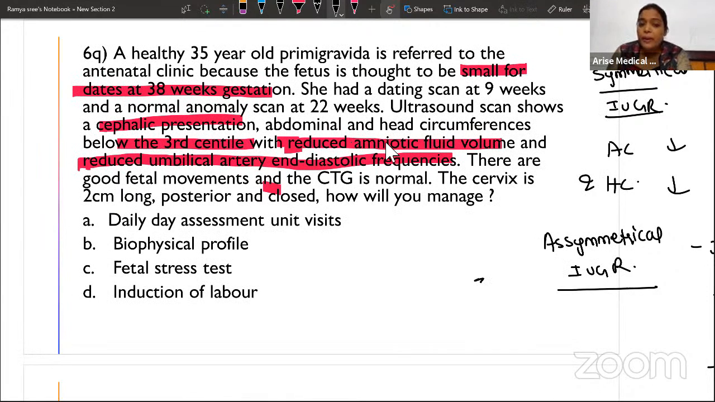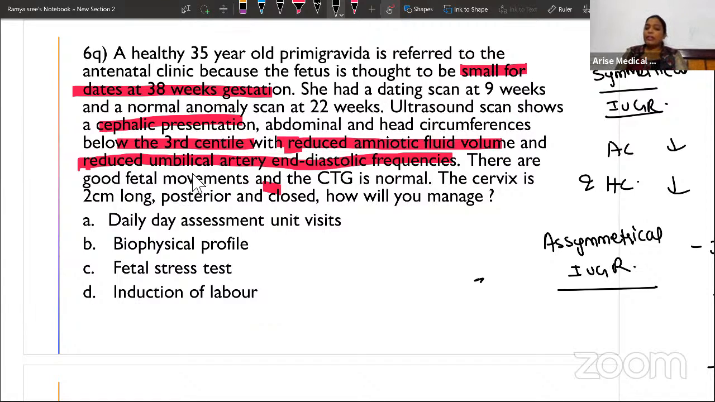Now here, she's having AC decrease, HC decrease, and they're also having oligohydramnios. That's expected. Whenever you have IUGR, because of the decreased blood flow, brain sparing again, there will be decreased blood flow to the kidneys, GFR decreases and urine output will decrease. Coming to the umbilical artery and diastolic flow.